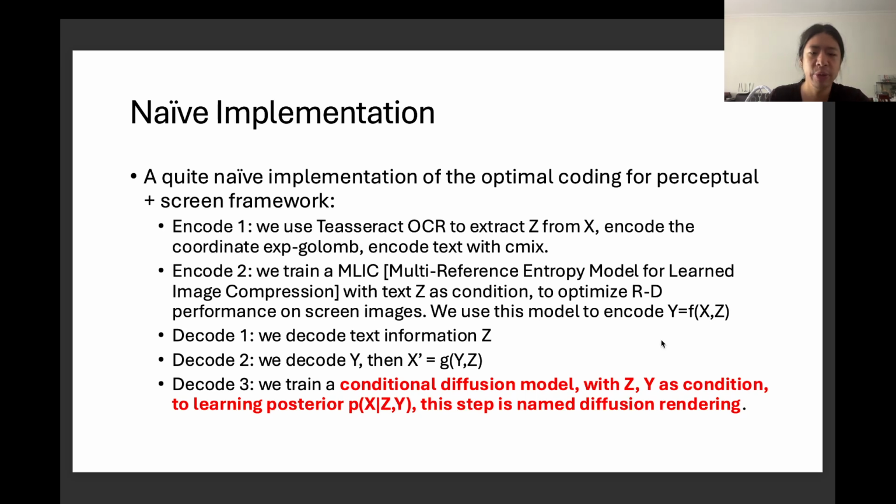And during decoding, we will first decode the text information z out from the bitstream, and then we'll decode the y out, and then we'll decode the x hat out. This x hat is a reconstruction of MLIC. And the third step during decoding is that we will train a conditional diffusion model with z and y as condition. We actually want to learn a posterior of x conditioned on y and z. And this step is actually where our name comes from, diffusion rendering.